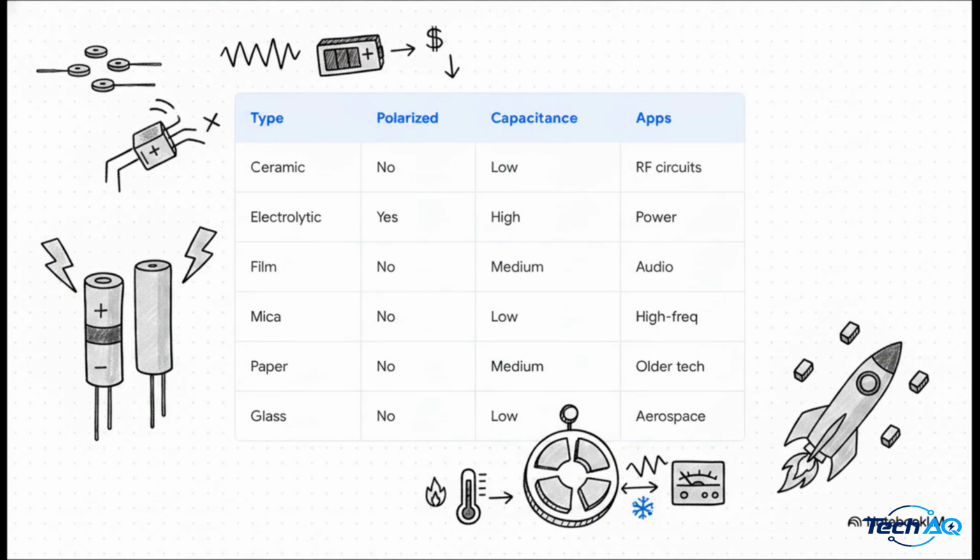Just take a look at this table. It really synthesizes the sheer diversity of the capacitor family. You've got ceramic capacitors. These are tiny, dirt-cheap, and non-polarized, meaning you can plug them in either way. They are perfect for high-frequency radio circuits.